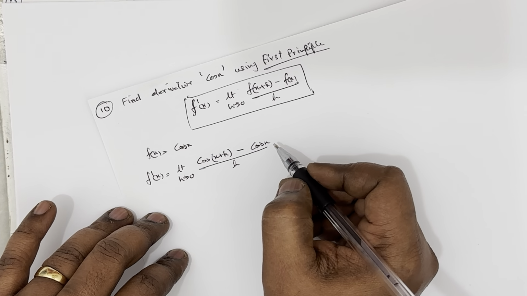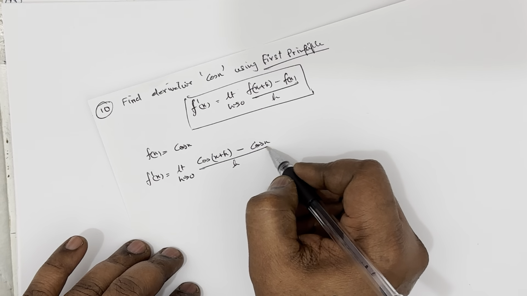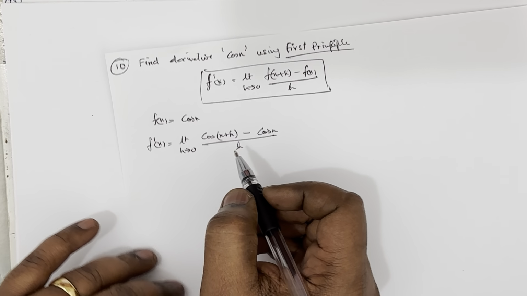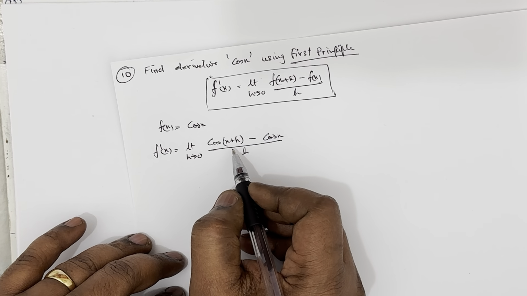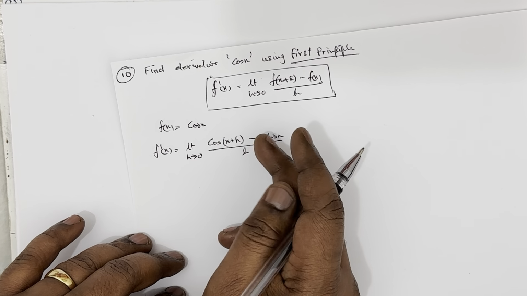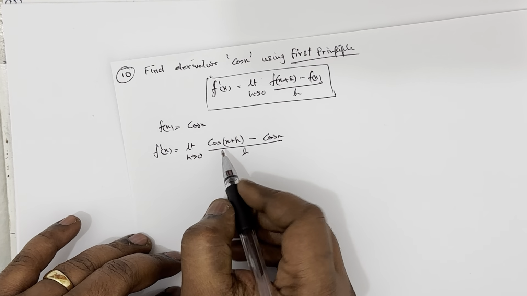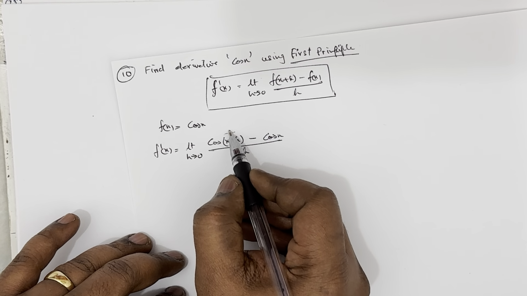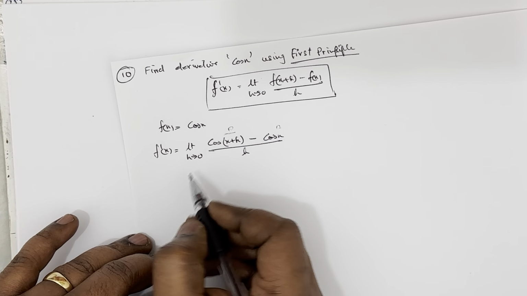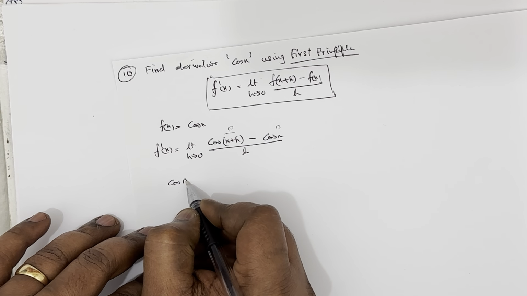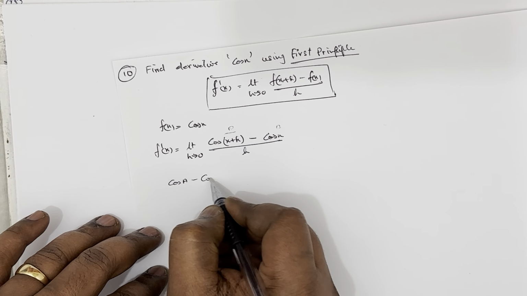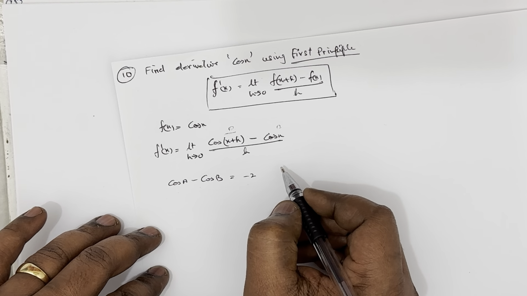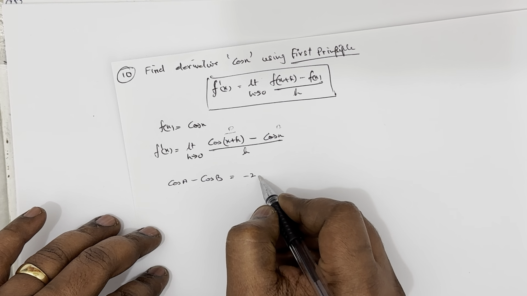Now you see, we can solve this by using two methods, two formulas. If you consider this to be cos a, this to be a, and this to be b, then we have cos a minus cos b.